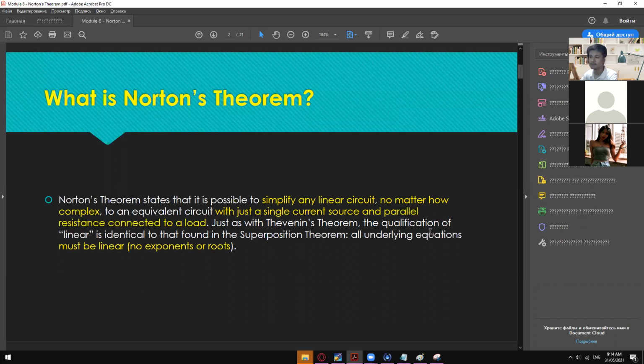So they just have different sources. For the Thevenin's, that's voltage. For the Norton, that's current. So basically the same. This is only possible if there are no exponents or roots. Must be purely linear.